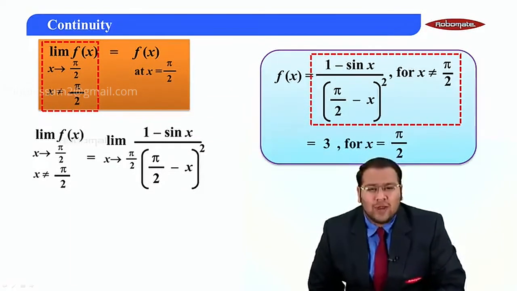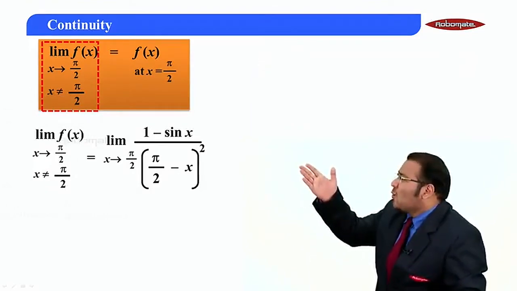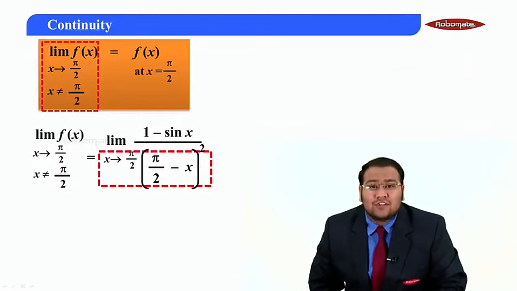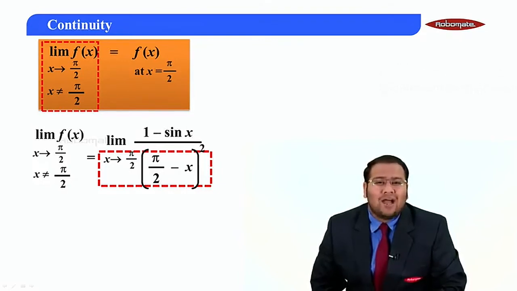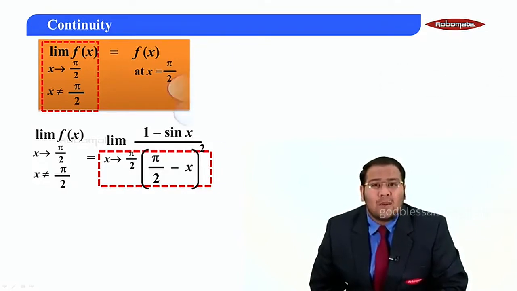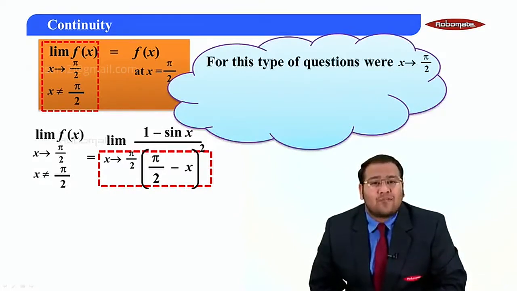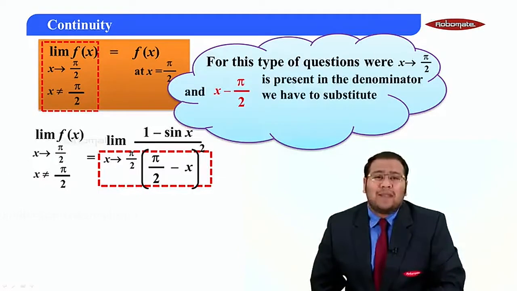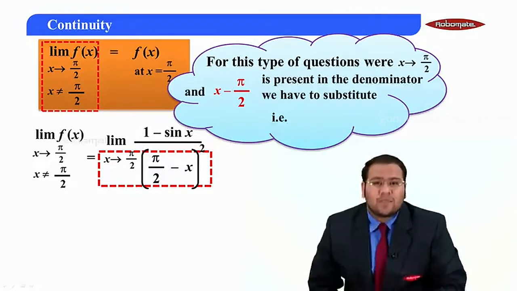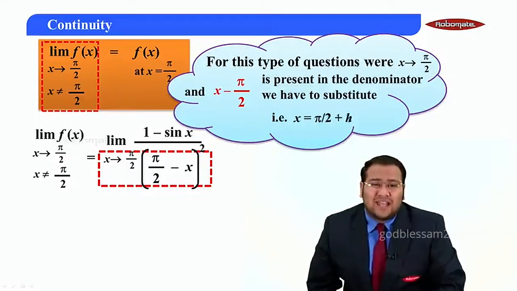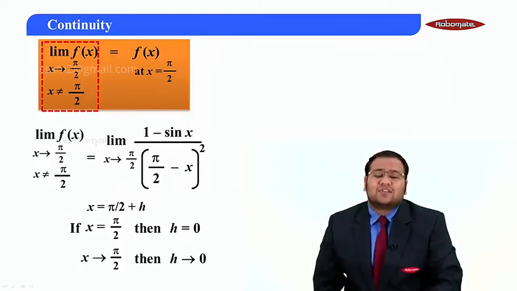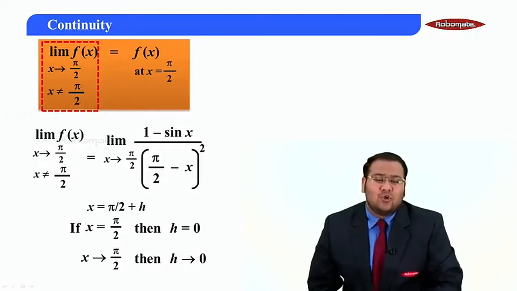Students, as soon as you see this equation, what do you remember? You can see x is tending towards a constant and you have a difference in the denominator. For this type of questions where x is tending towards pi by 2 and x minus pi by 2 is present in the denominator, we have to substitute. So we put x as pi by 2 plus h, so x minus pi by 2 would be h. In that case, when x is tending towards pi by 2, h has to tend towards 0.